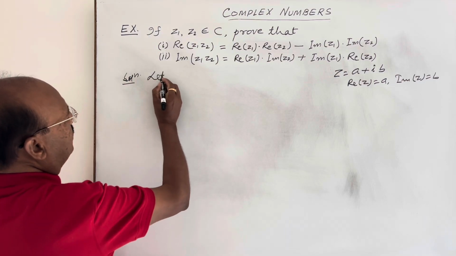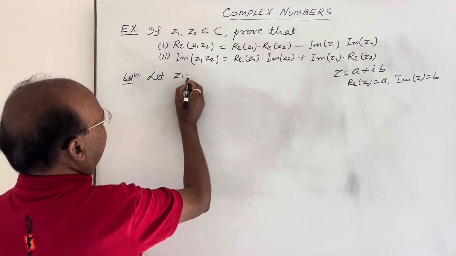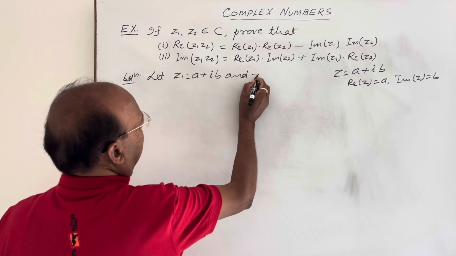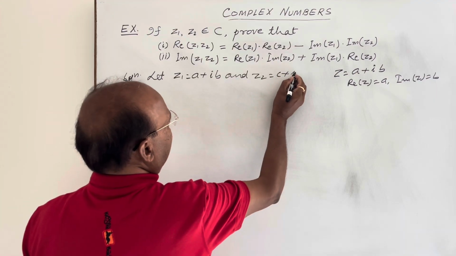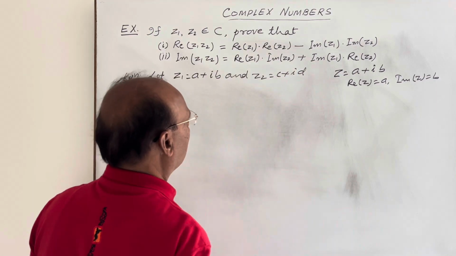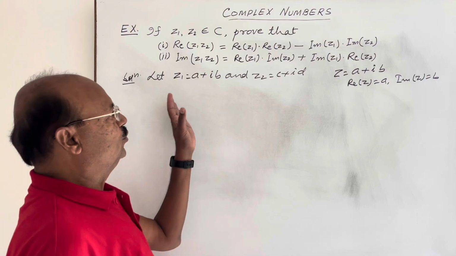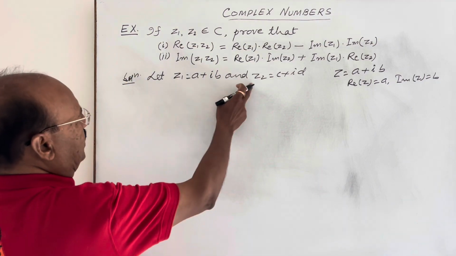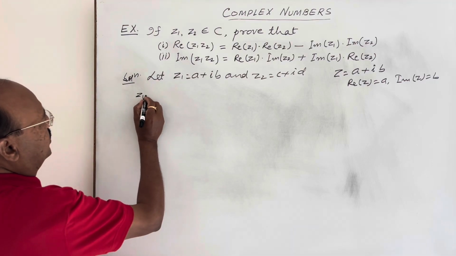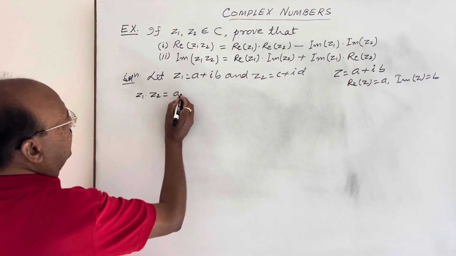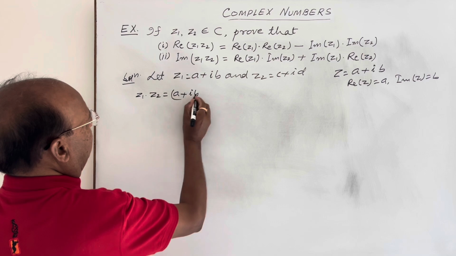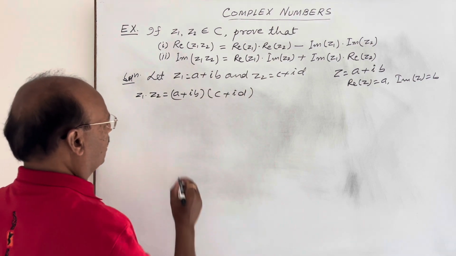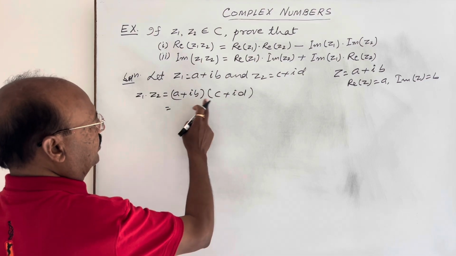Let us suppose that there are two complex numbers, Z1 is equal to a plus ib and Z2 is equal to c plus id. We have already discussed how to multiply two complex numbers in the previous video. So let us multiply Z1 and Z2. Z1 into Z2 is a plus ib into c plus id. We can multiply it very easily.